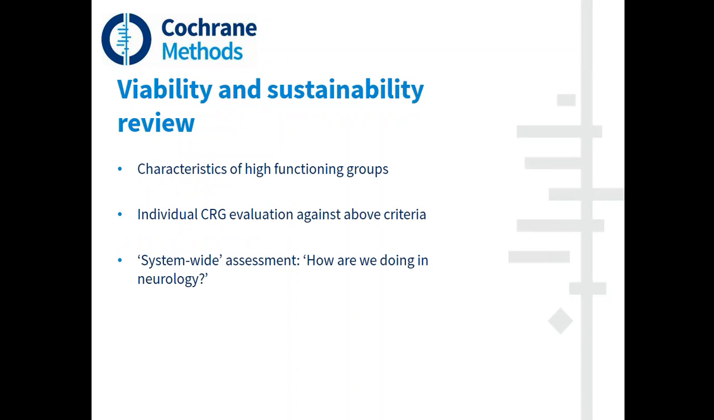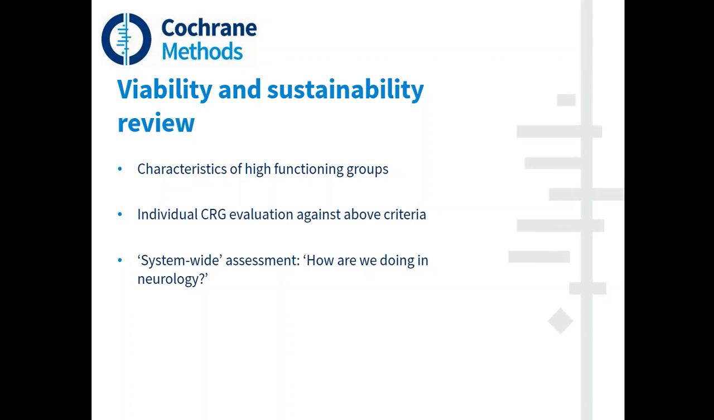So the sustainability review is really looking at what are the characteristics of the high-functioning groups, of which we have plenty in Cochrane. They tend to be groups that have secure funding. They tend to be groups that have a bit of extra capacity, so they have people that can provide editorial or content or review support, as well as the managing editors, the information specialists. They tend to be groups that have a standing within their communities, and so on.